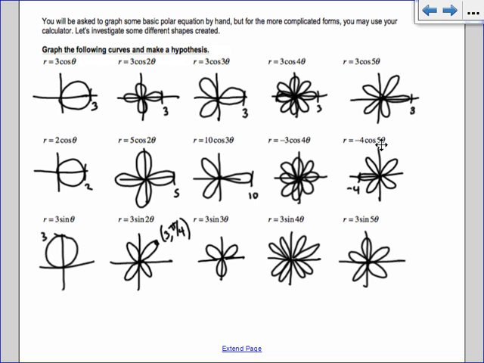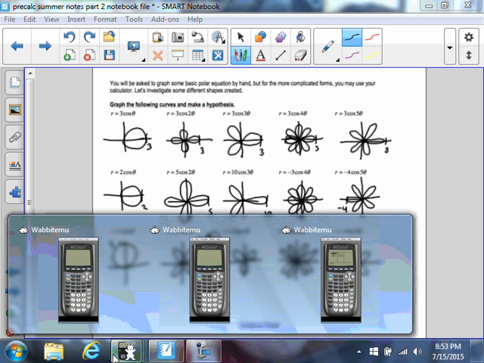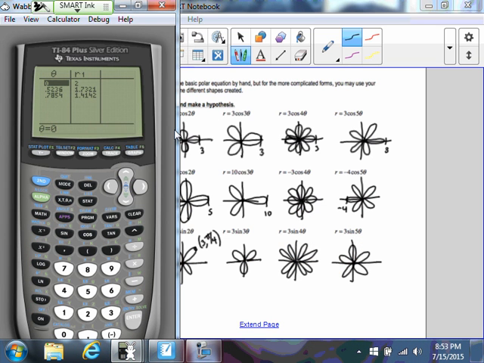So let's say I go to y equals, and I do 4 cosine of 3 theta. Okay, and I hit graph.